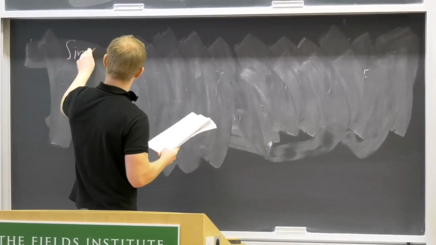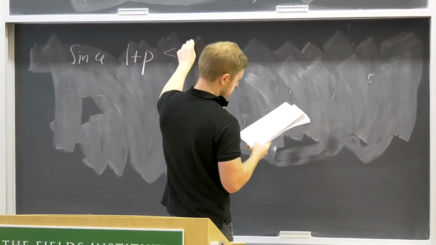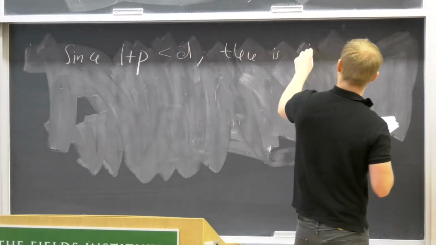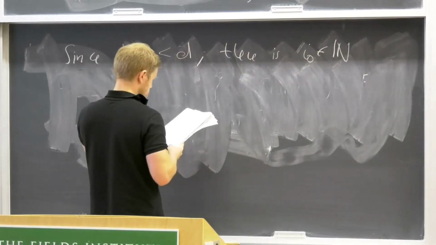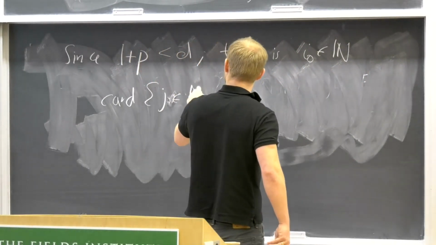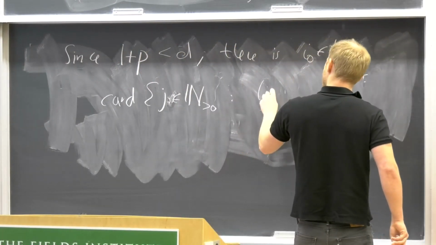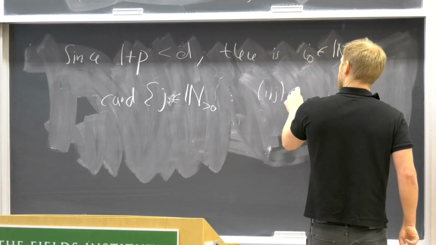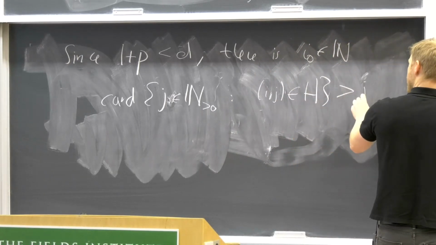So since I plus P is smaller than D, there is I0 in N such that the cardinality of J over J larger than 0 such that Ij is in H has to be larger than m to the p.